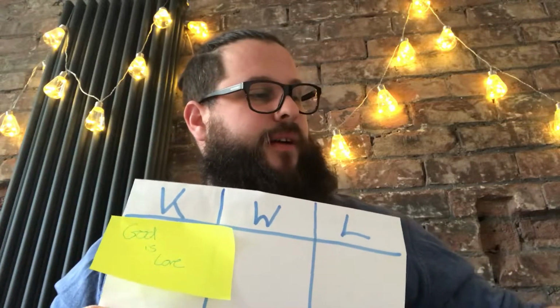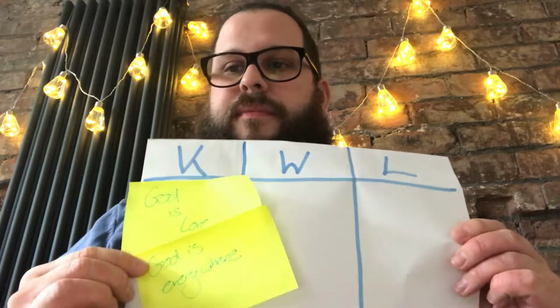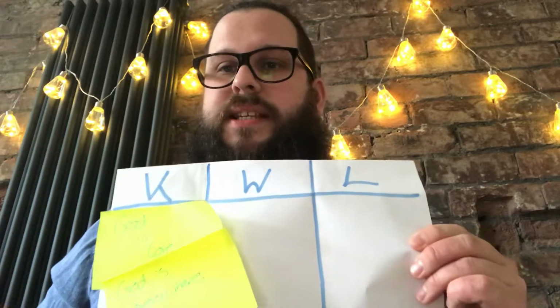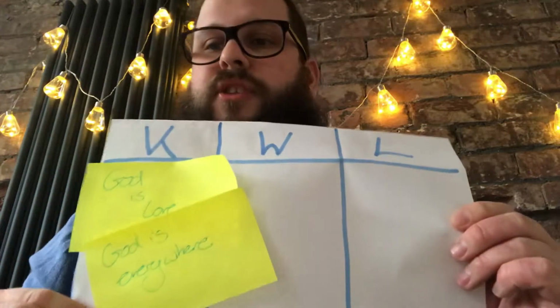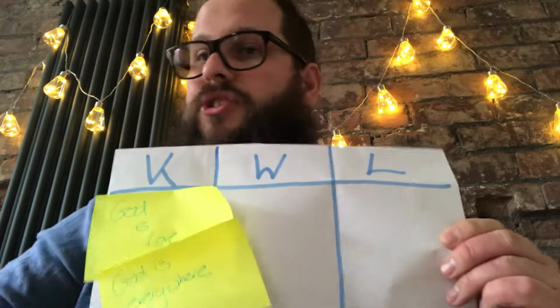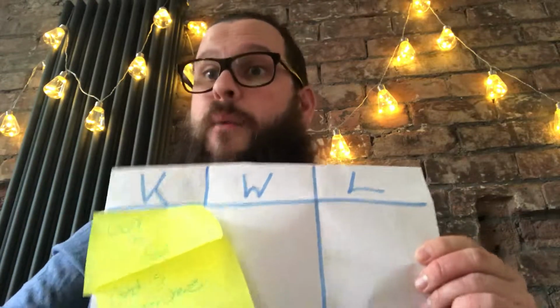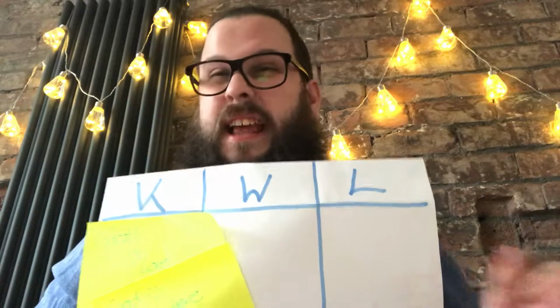We might also say that God is everywhere. And the amazing thing about the sticky note is that we can then transfer it through the columns. So if I know that God is everywhere, what I want to know might be, how does that work? And actually we might develop some language in and around that, which would be amazing. And then we could move that sticky note further on into the L column as well.